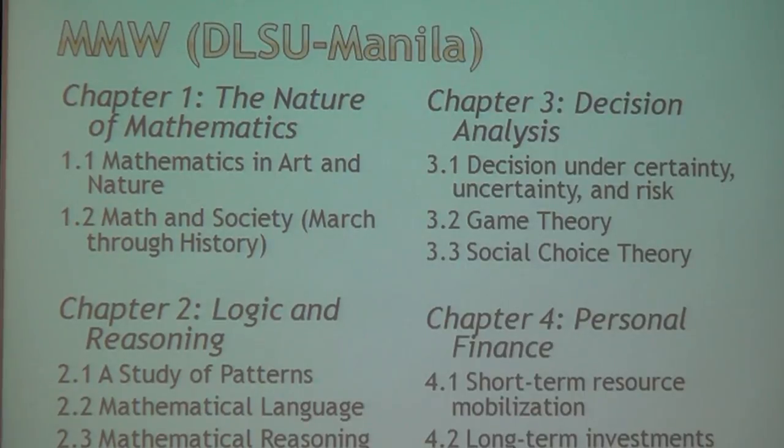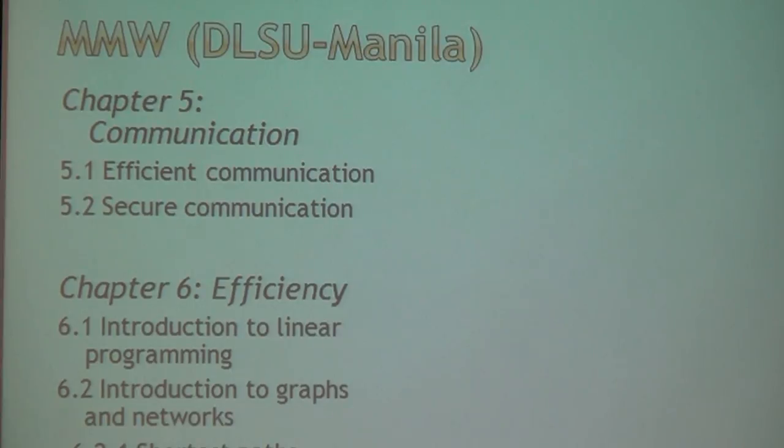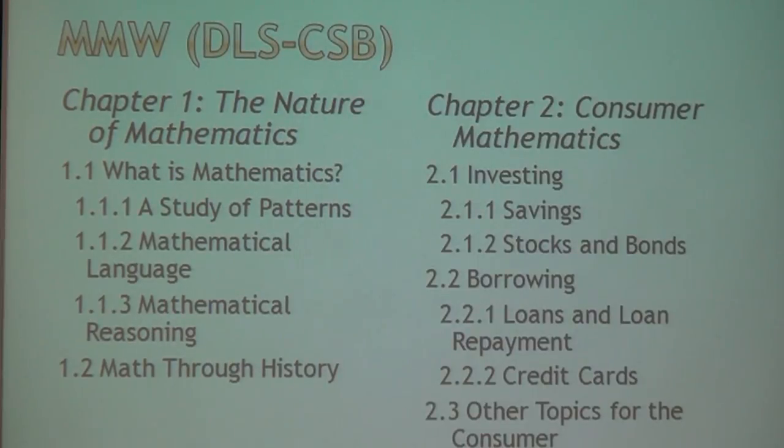Okay, this is chapter 1. This is the DLSU Manila. Chapter 2 is logic and reasoning, decision analysis, personal finance, communication, and efficiency. Now, they did something which probably you have done already or will probably do in your schools, and that is, okay, they convened this general education committee, and the deans of the different colleges sat there. You have the dean of the College of Business Administration, Business and Economics, the dean of the College of Engineering, the dean of the College of Computer Science, talking about the GE courses, because the GE courses would be taken by all the students.